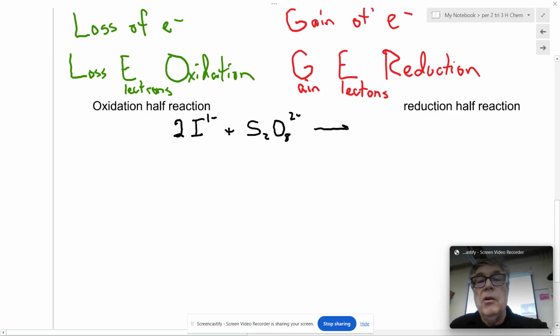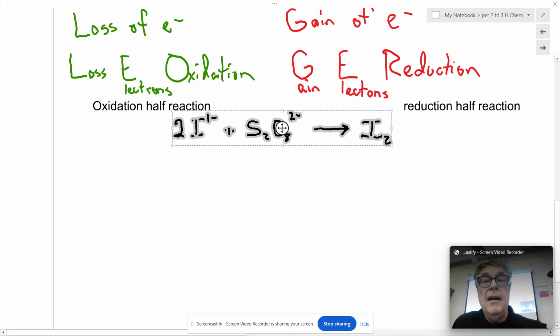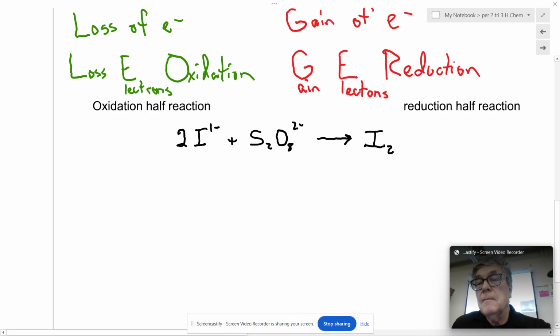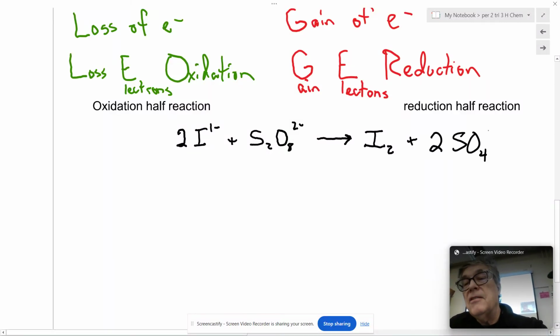And then there's a chemical reaction. And in this chemical reaction, we produce iodine, and iodine is one of those magic 7 that's always diatomic. Diatomic means 2 atoms. And it also produces 2 sulfate ions. That's SO4 with a charge of 2 minus.